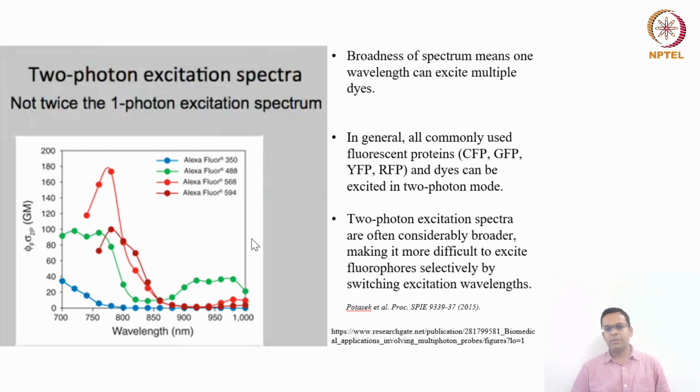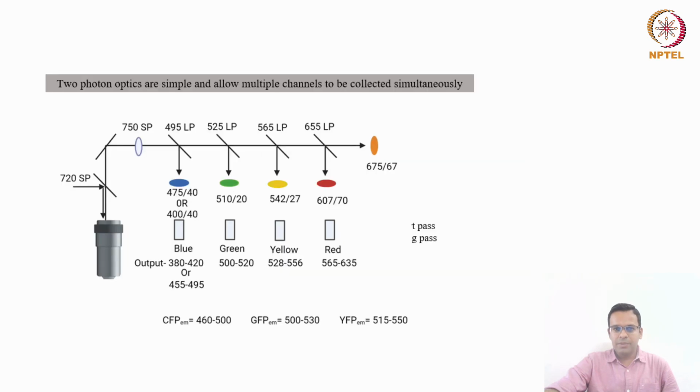Okay, or you can just illuminate the DAPI dye and not the others, because all dyes will get illuminated at this 750 nanometer wavelength, and that's why only one laser, that is the Ti sapphire laser, is there in the two photon microscope, which can illuminate all four dyes. Okay, but now how to separate these colors? Okay, so for that purpose, two photon optics are simple and allow multiple channels to be collected simultaneously.